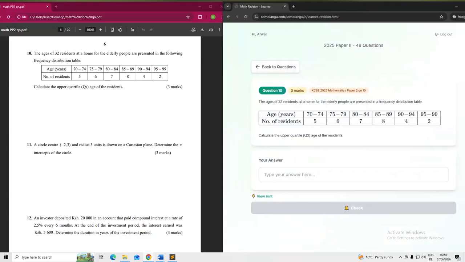Here's a question. You can attempt it. The students are required to calculate the upper quartile from grouped data. This is our grouped data. The main skill being assessed here is locating the quartile position and applying the grouped data quartile formula correctly.